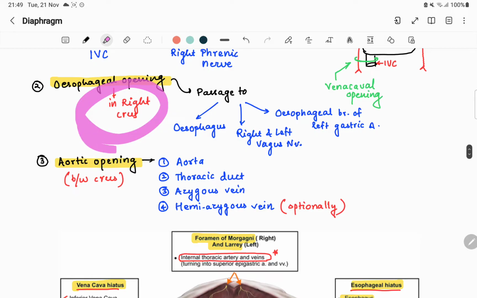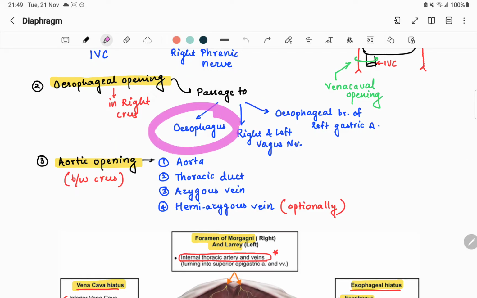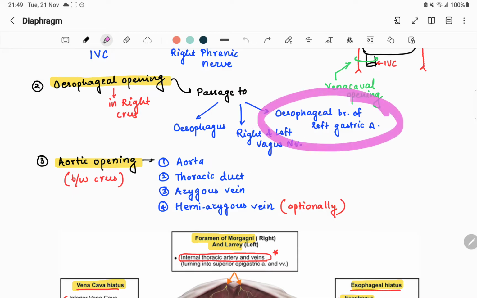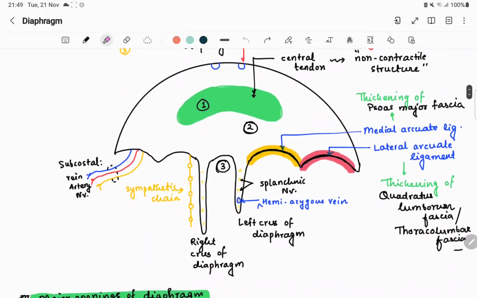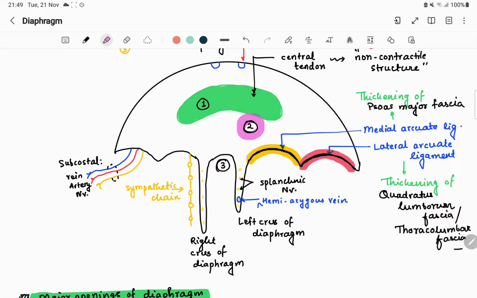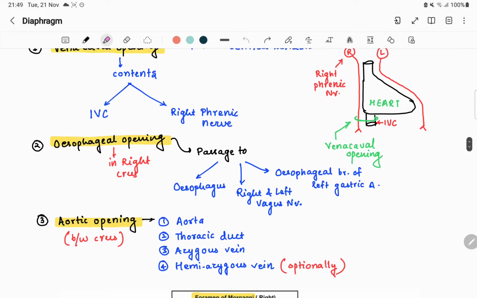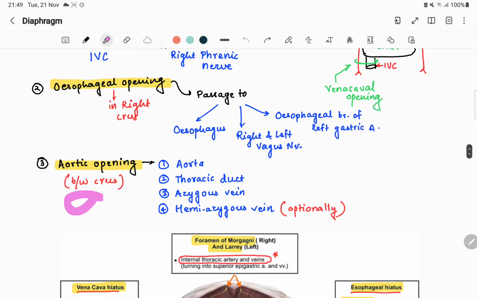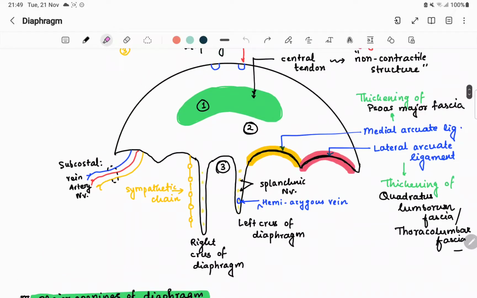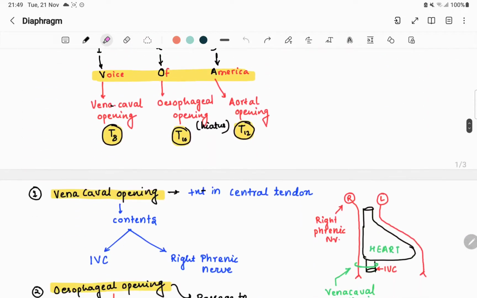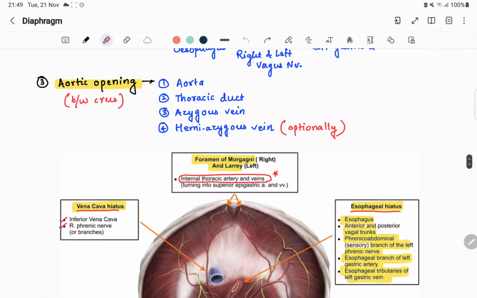Talking about the esophageal opening, it is present in the right crus, which gives passageway to the esophagus, right and left vagus nerve, and the esophageal branch of left gastric artery. So this one is called your esophageal opening. Understood? Then we have to talk about the aortic opening, which is present between the crus. So you have the aorta, thoracic duct, azygos vein, and hemiazygos vein. Optional contents: hemiazygos vein. So these 3 are absolute: aorta, thoracic duct and azygos vein. These 3 are coming out of your third opening, which was your aortic opening, present between the crus.